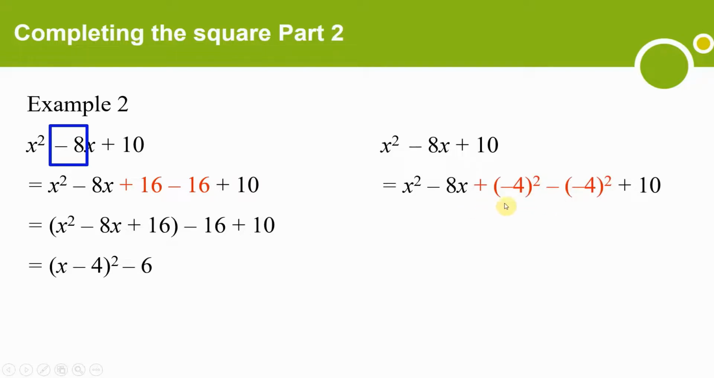So again, plus a negative 4 squared and minus a negative 4 squared, so you keep it at 0 at the end. And then we factorize this, so we just drag the negative 4 here, so we get the first bracket. And then we just need to simplify the rest, then we will get the completing the square form. Alright, we can always check our answers by expanding this. We should be able to get the original expression.